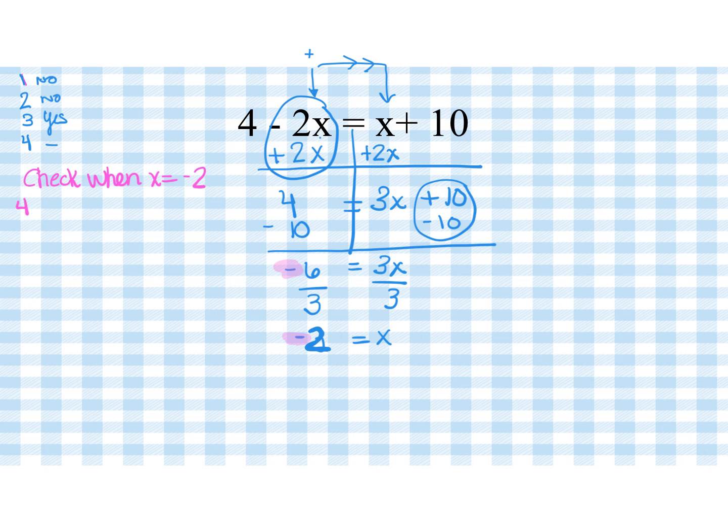So I have 4 minus 2 times negative 2. And that is going to be equal to negative 2 plus 10.